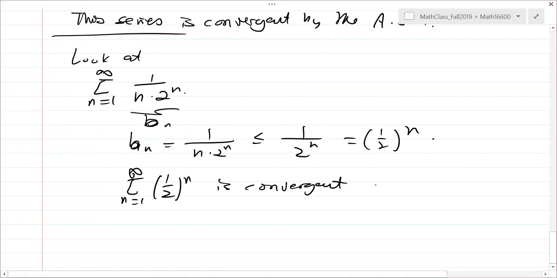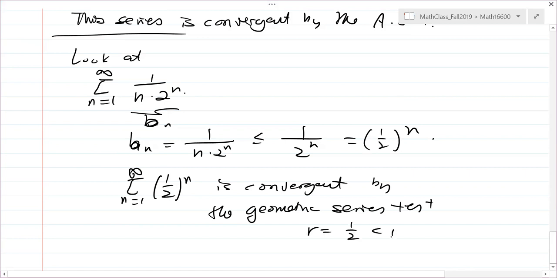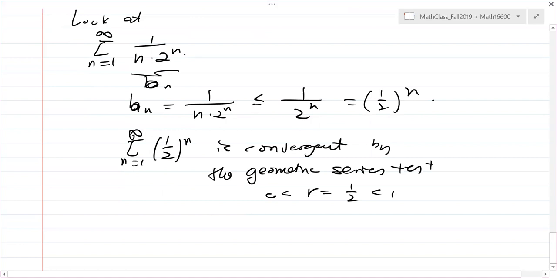Why? Convergent by the geometric series test, where r is going to be 1/2, which is less than 1. The geometric series is convergent only if the absolute value of r is less than one. Then it's convergent. Because this is always non-negative, this implies the original series is convergent.